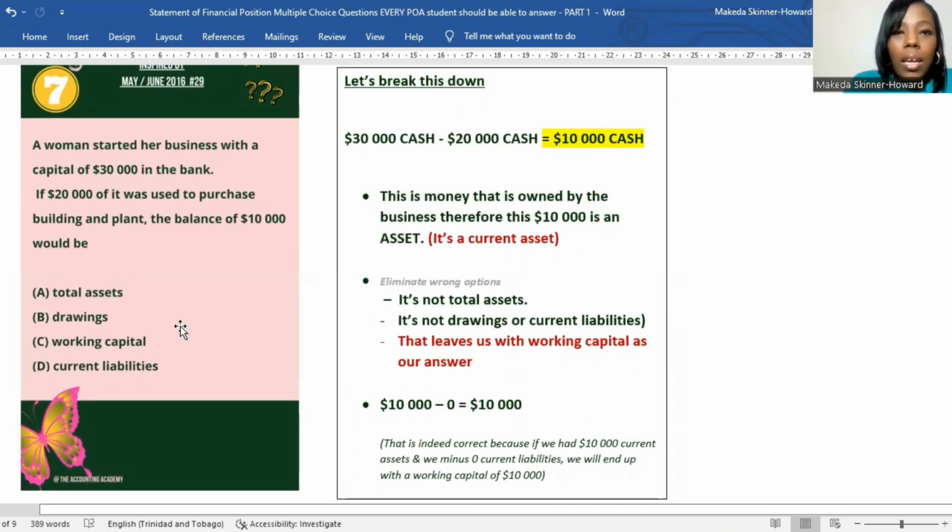One of the things I like to do with multiple choice questions, and I do like doing multiple choice questions, is using the elimination method. So if we know that that 10,000 is an asset and is a current asset, we could just go down and eliminate some of the options, but you want to make sure you understand why working capital is selected. All right.